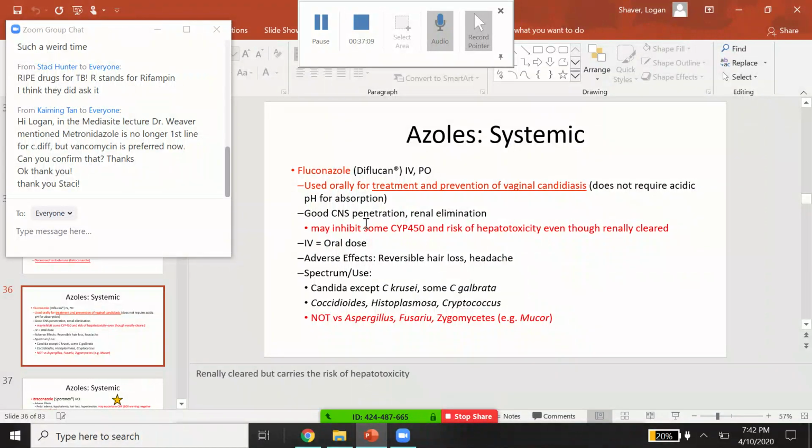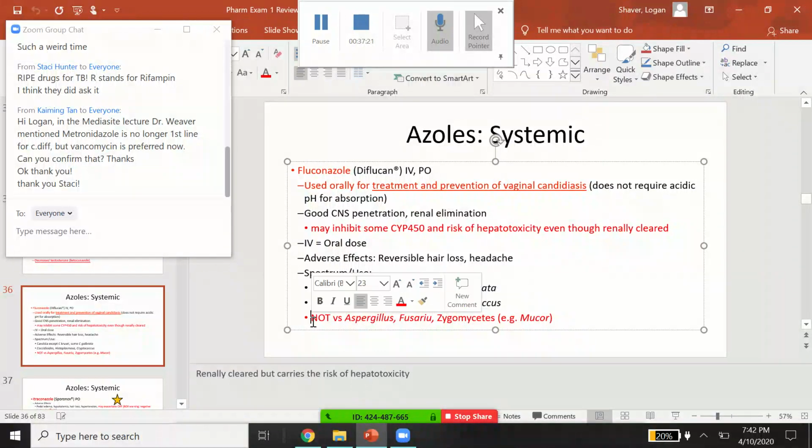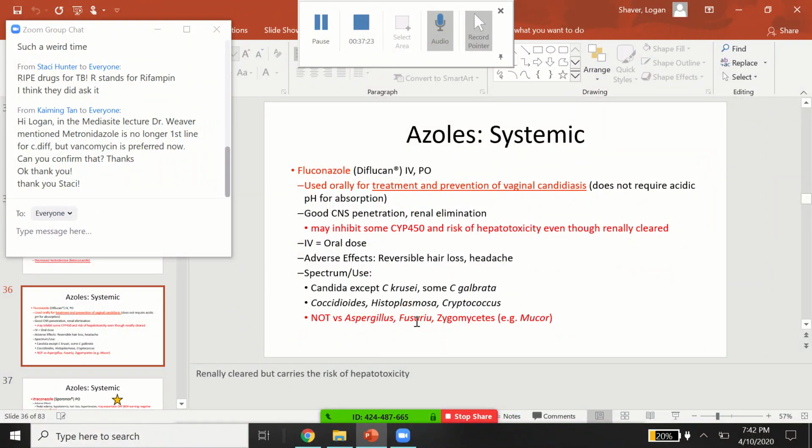Now, it may inhibit some CYP450, and there's also a risk of hepatotoxicity, even though it's renally cleared. In terms of use, you do not use them for aspergillus, fusarium, or zygomycetes, such as mucor. But definitely just know that you typically would use this with vaginal candidiasis.